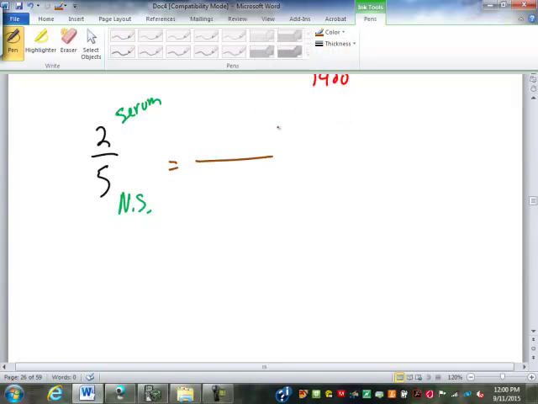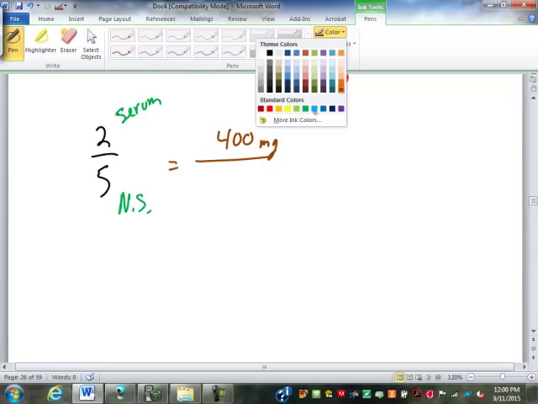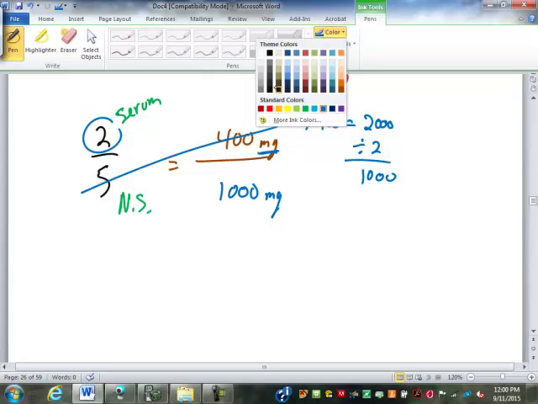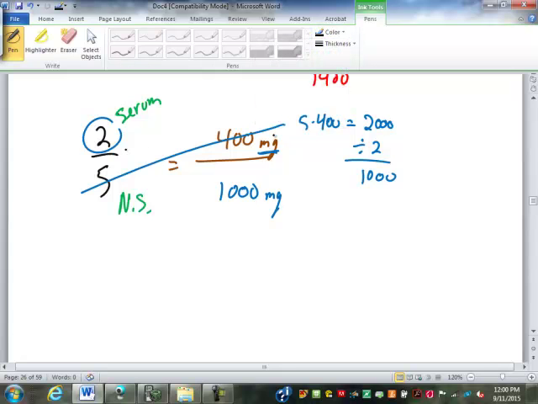we need to know if the patient requires 400 milligrams of that medication, how much water do we need to mix with it? Well, we'll cross multiply. 5 times 400 is 2,000. Then we're going to divide by 2. Gives us 1,000. Units here is milligrams. Units here has to be milligrams because the units have to go away. This is a ratio, so the units have to be the same top and bottom. So it requires 1,000 milligrams of water.